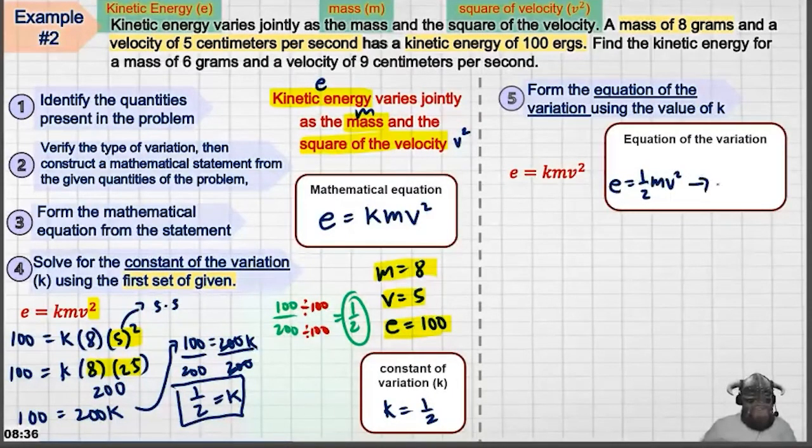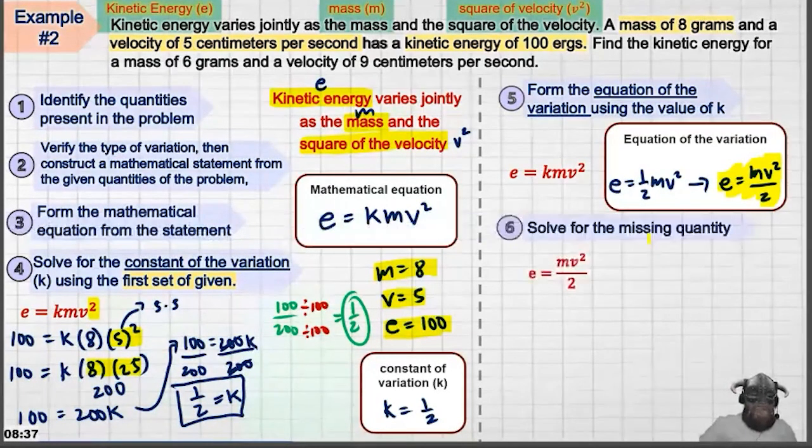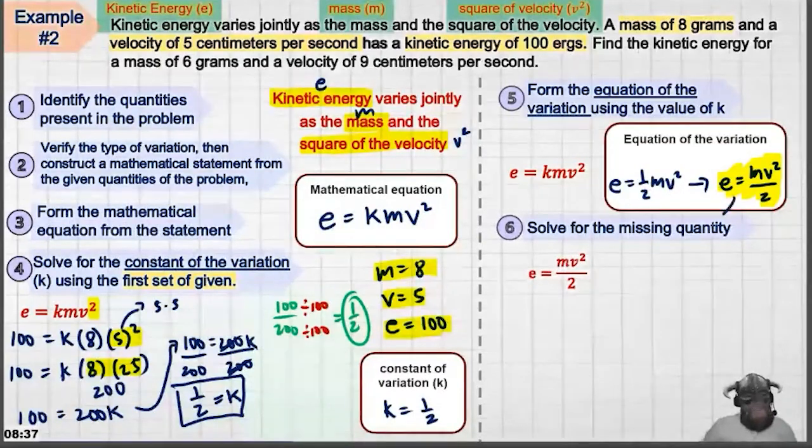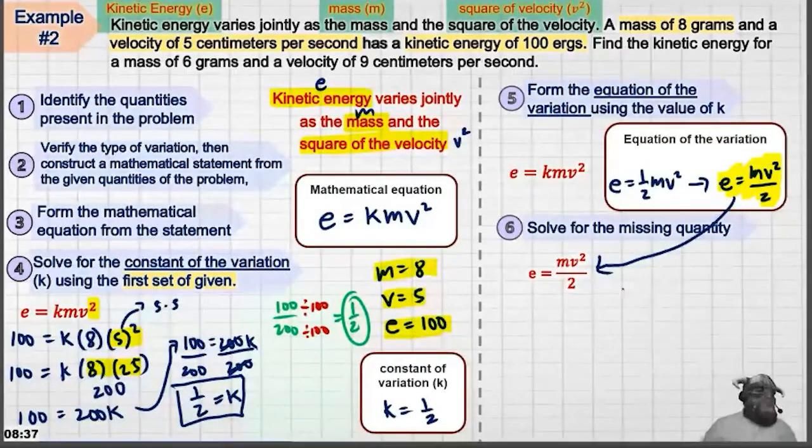So, papalitan natin to ngayon. Gagawin natin siyang, yan, di ba katulad ng ginawa natin kanina, ilagay lang natin sa numerator yung mv squared para mas madali siyang gawin as formula. So, E is equal to mv squared all over 2. Yan. So, yan yung gagamitin natin as our equation of variation. So, as we continue, we'll try to use once again this equation of variation to solve for the missing value.